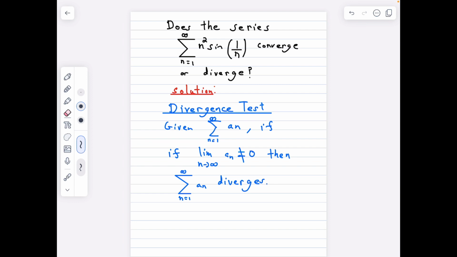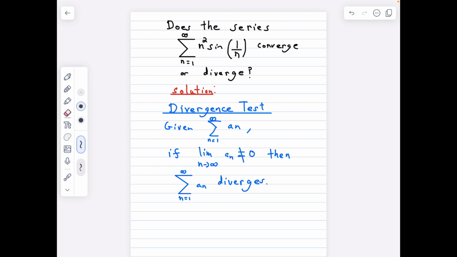It says, given the series from n equals 1 to infinity of a sub n, if the limit as n goes to infinity of a sub n does not equal 0, then the series diverges. A very useful test, because you take a limit of your sequence, and if that limit does not equal 0, then you're done. You don't have to really do anything else with this.